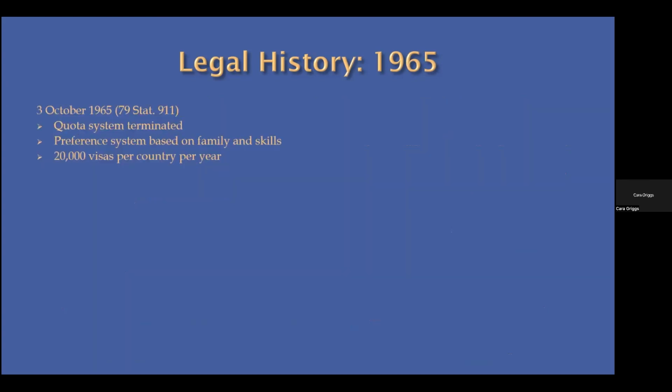The quota system that I've mentioned so many times did not disappear until 1965. This particular act limited visas to 20,000 per country per year and gave preference to relatives and skilled workers. So it was intended to be a more equal system.